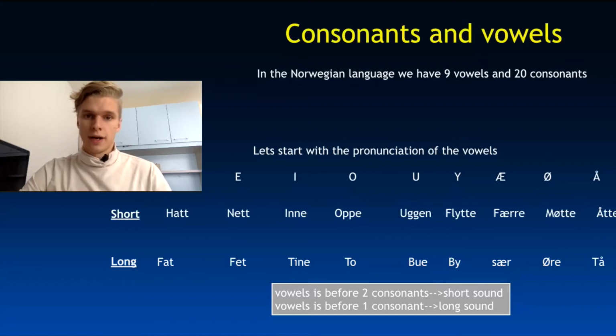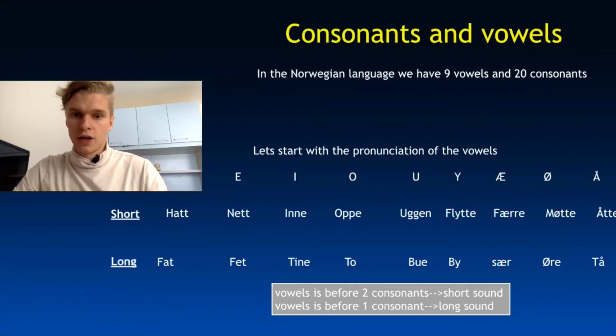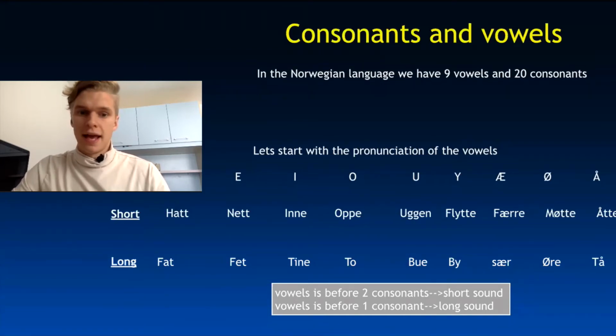Now I'm going to show you a few rules about consonants and vowels. We divide the alphabet into consonants and vowels. We have 9 vowels and 20 consonants. Look at the pronunciation of the vowels I showed you in the last slide: A, E, I, O, U, Y, Æ, Ø, Å. These are the ones that are just one syllable.